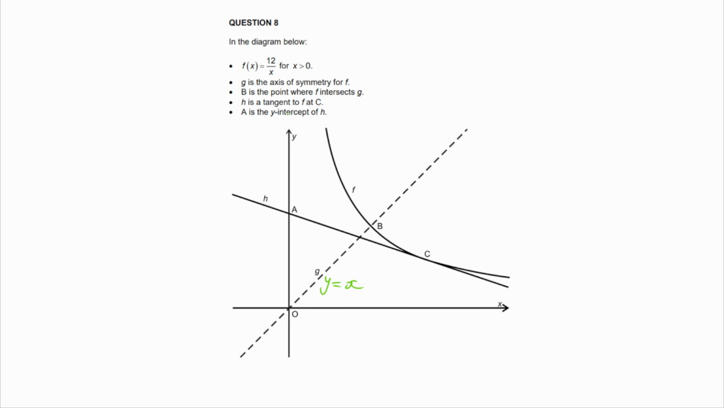And B is the point where f intersects g, so that's where the axis of symmetry intersects f. We can find B immediately by solving x is equal to 12 over x. We're thinking about all these things when they give us the information. H is a tangent to f at C. So here's H, a straight line, a tangent. We might have to use a derivative to find the gradient of the tangent. And they say A is the y-intercept of H, which you can see over here. So let's actually get into the questions.